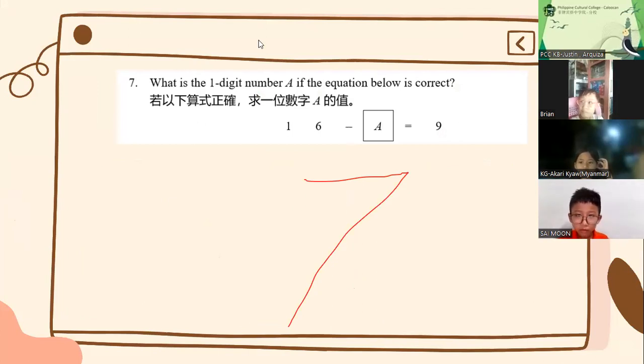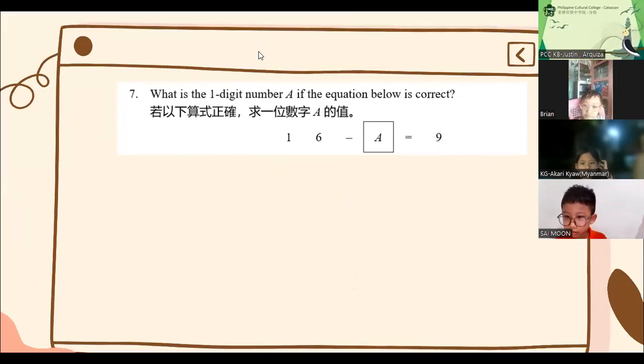Okay, you have different answers. You don't have to shout. You can just state your answer, okay? What did I say earlier? You don't have to shout. Just say your answer. Teacher can hear that.